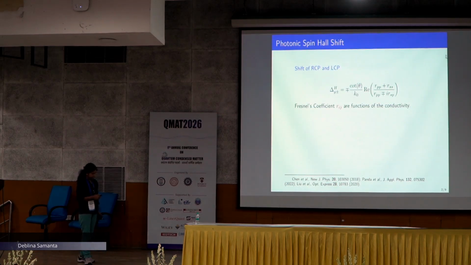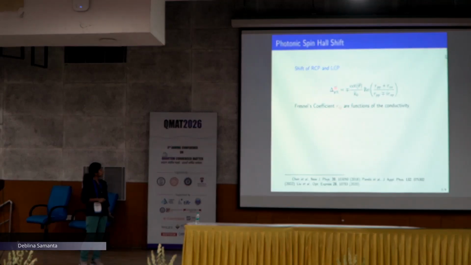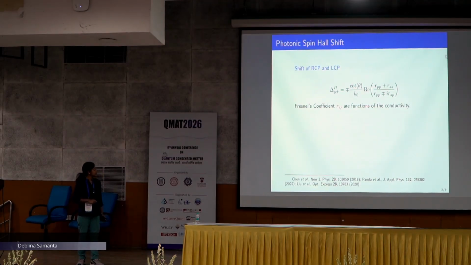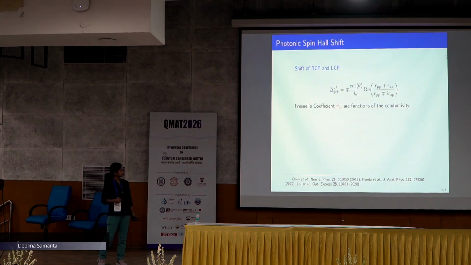And the shift for left and right circularly polarized light is related to the Fresnel coefficients, RPP, RSS, RSP, like this, and these Fresnel coefficients are basically a function of the conductivity, which has the information about the topology.